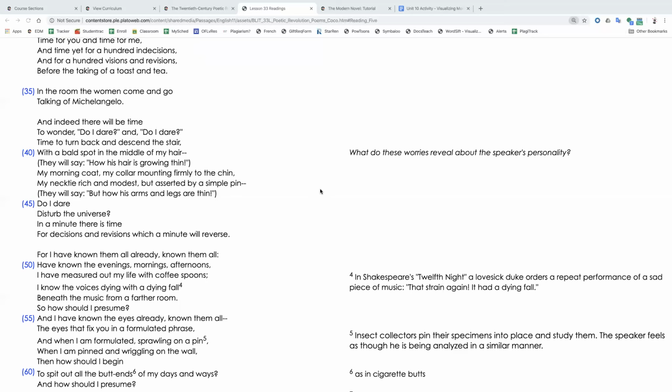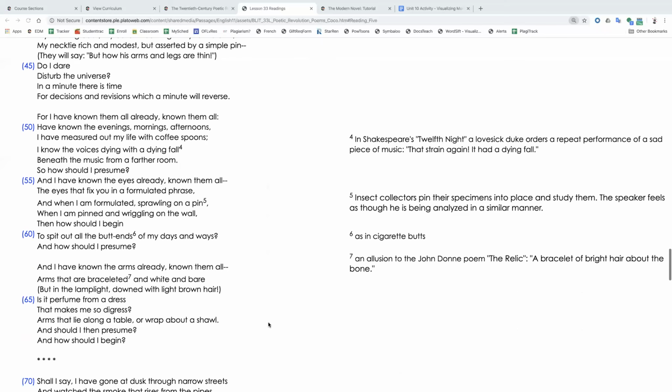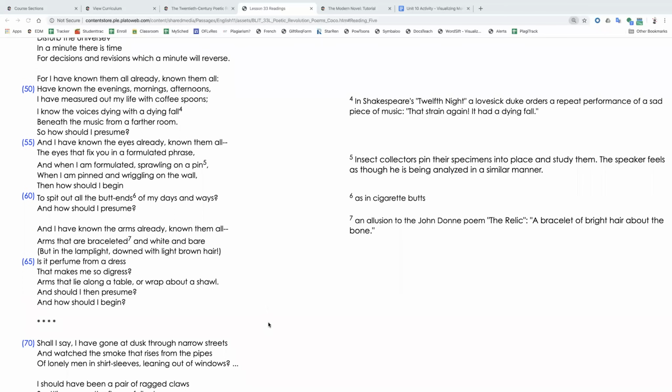In a minute there is time for decisions and revisions, which a minute will reverse. For I have known them all already, known them all. Have known the evenings, mornings, afternoons. I have measured out my life with coffee spoons. I know the voices dying with a dying fall beneath the music from a farther room. So how should I presume?